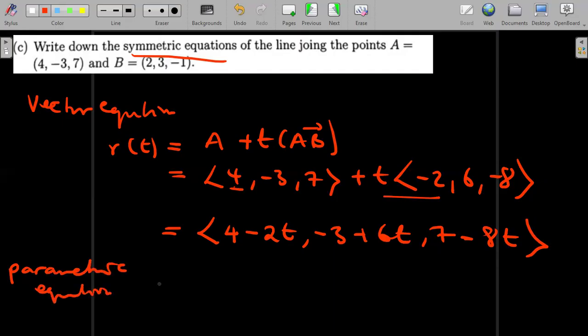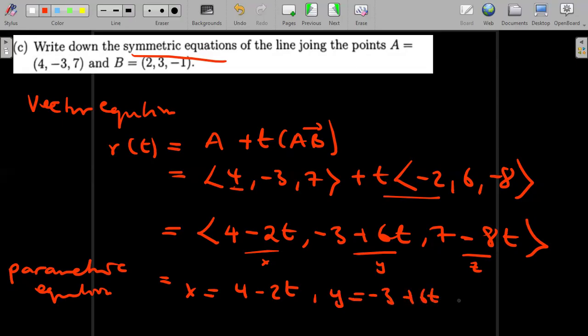And this is just gotten by saying this part here is the x component, that one the y component, and that is the z. So just writing x equal to 4 minus 2t, then y equal to negative 3 plus 6t, then z equal to 7 minus 8t. So this here will be my parametric equation.